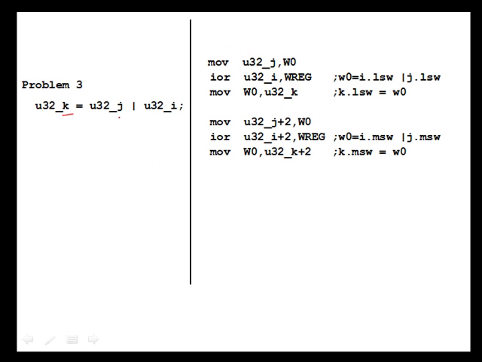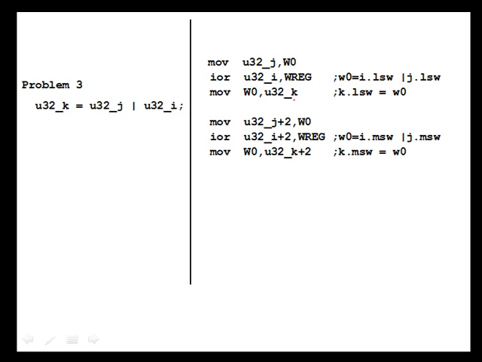Problem 3 assigns k the bitwise OR of j and I, where all of these are 32-bit unsigned variables. So our approach would be, first of all, to do the least significant word bitwise OR. We'll do that by moving the least significant word of j into W0. We'll then do the bitwise OR of the least significant word of I with the value in W0 and write that back to wreg. So now W0 is going to have the bitwise OR of the least significant word of I with j. We're now going to move that result back to the least significant word of k. So now the least significant word of k is equal to the bitwise OR of the least significant word of I with the least significant word of j.